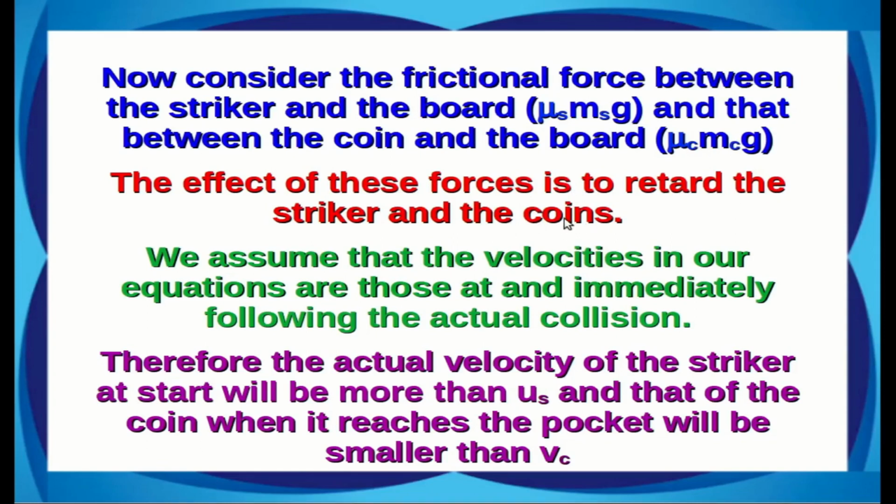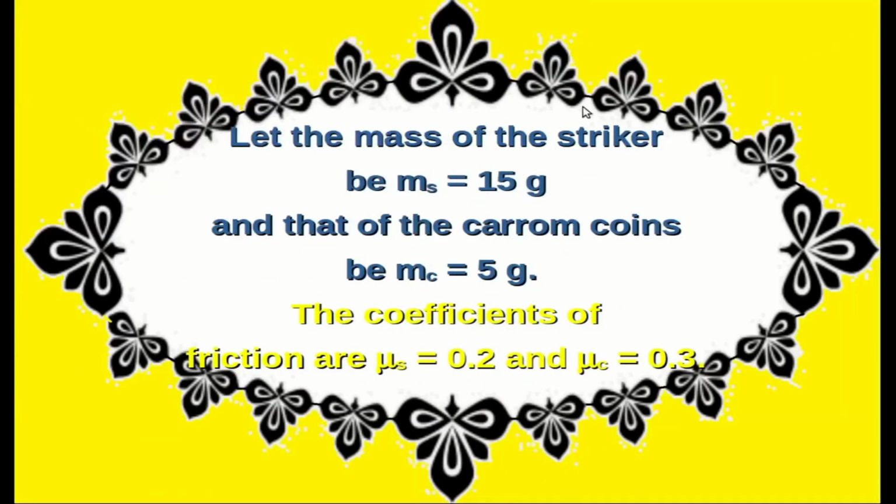We now assume that the velocities in our equations are those at and immediately following the actual collision. Therefore, the actual velocity of the striker at start will be more than us, and that of the coin when it reaches the pocket will be smaller than vc because of the action of these retarding frictional forces. Let us put some numerical values into our equations.